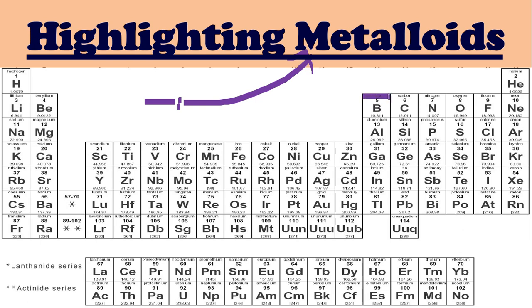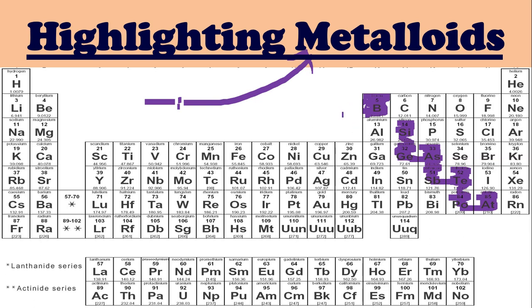So boron is a metalloid, silicon, germanium, arsenic, antimony, tellurium, polonium, and astatine. Those are your metalloids, and you see they form this little stair-step line. Aluminum is not a metalloid. Aluminum's a metal. It's really important that you understand that.